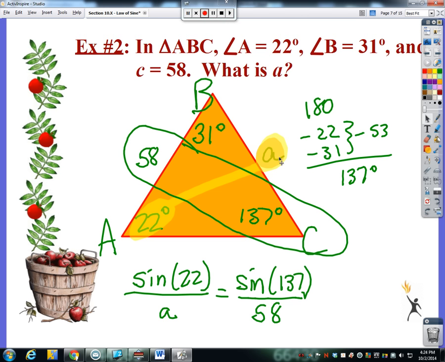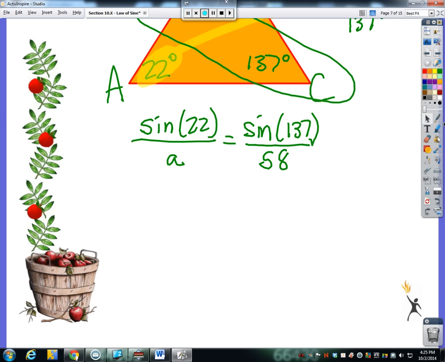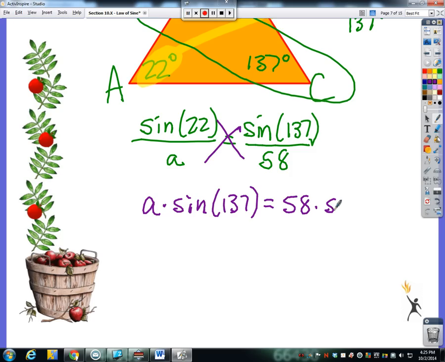Again, earlier I said we're going to do some cross multiplying, and you're going to do that a lot with the law of sines and cosines. So let's move all this up here, and let's do some cross multiplying. A gets multiplied with the sine of 137, and the 58 gets multiplied by the sine of 22. Now, I could figure out what that is, but I'm just going to leave it as 58 times sine of 22, and I'll worry about it later. If I want to solve for A, it's being multiplied with the sine of 137, so I need to divide by the sine of 137.